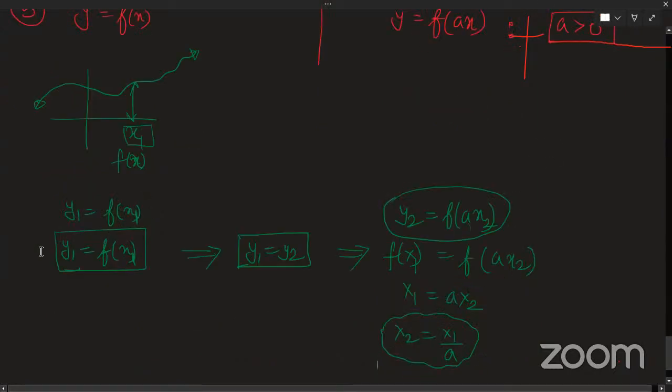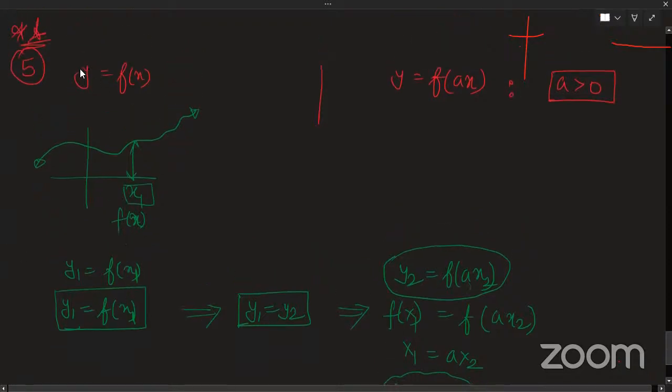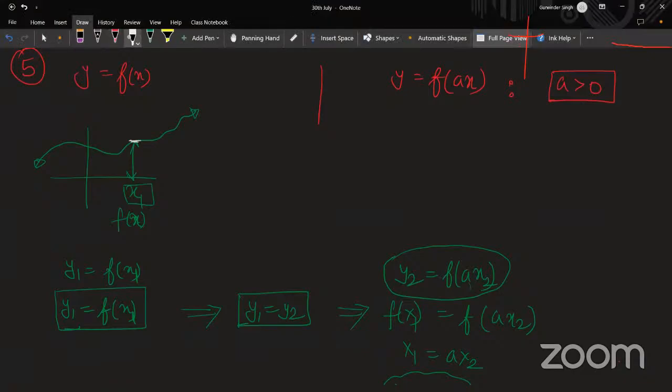So in order to check the relation between x1 and x2, I am calculating y1 as f of x1, okay? And I am giving input here and calculating y from here also. And I'm asking, what will be the relation between x1 and x2 such that both my values of y are the same in this curve and in this curve also? However this curve looks, I don't care. I just want the same value of y. So I am calculating y1 from this curve, y2 from this curve, and finding the relation between these two.